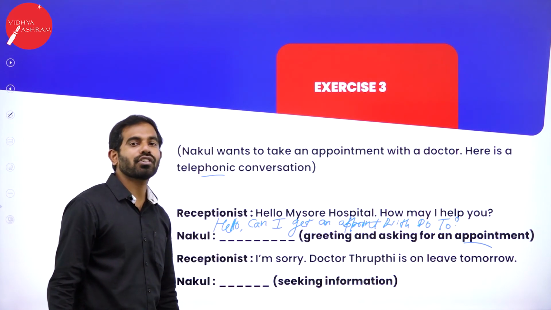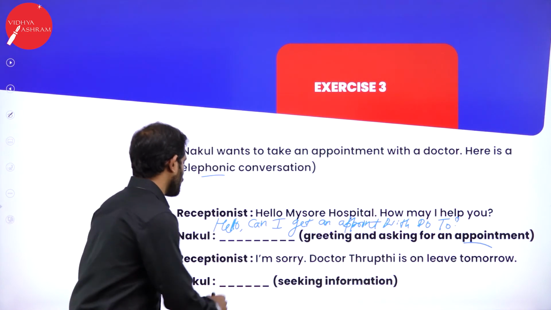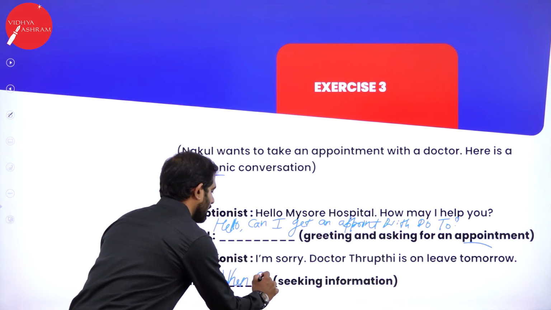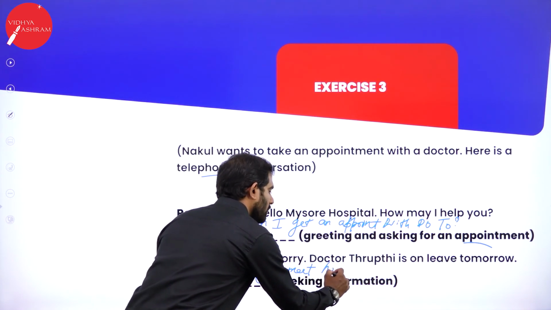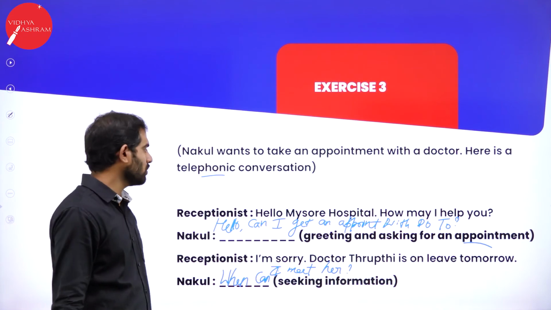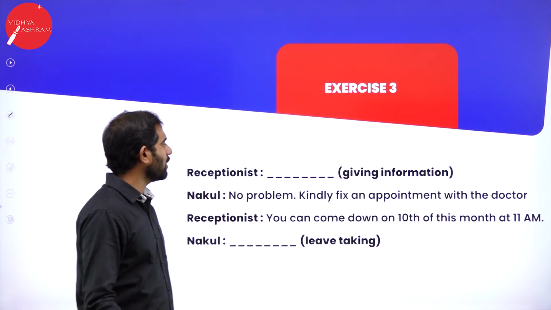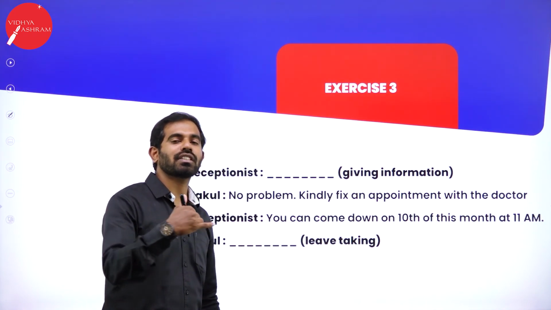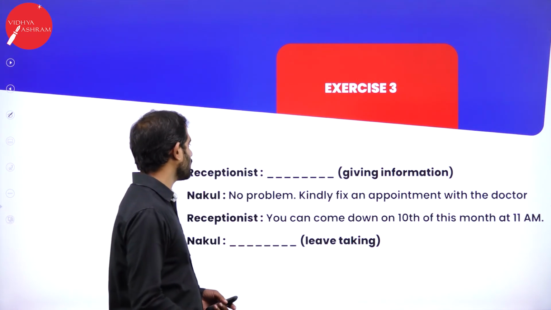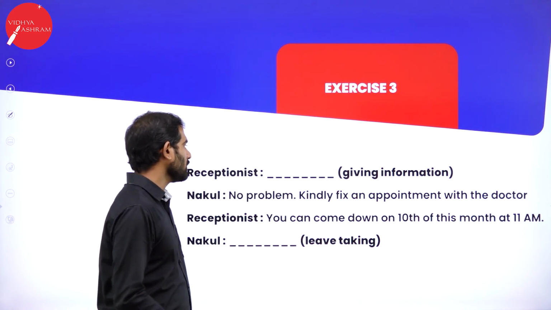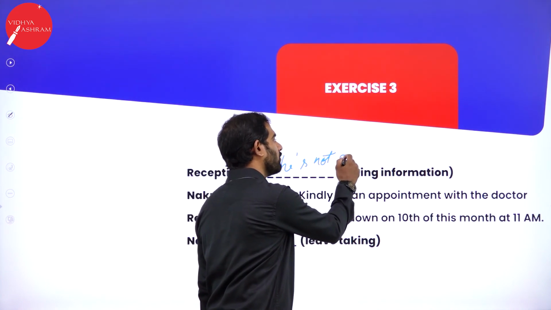Nakul, seeking information. When can I meet her, or when can I get an appointment with Dr. Trupti? Right? When can I meet her, or when can I get an appointment? That is how you answer. Receptionist giving information. She is not available for the next week. Maybe you have called the receptionist or the doctor on the first or the second day of the month, right? She is not available for a week.